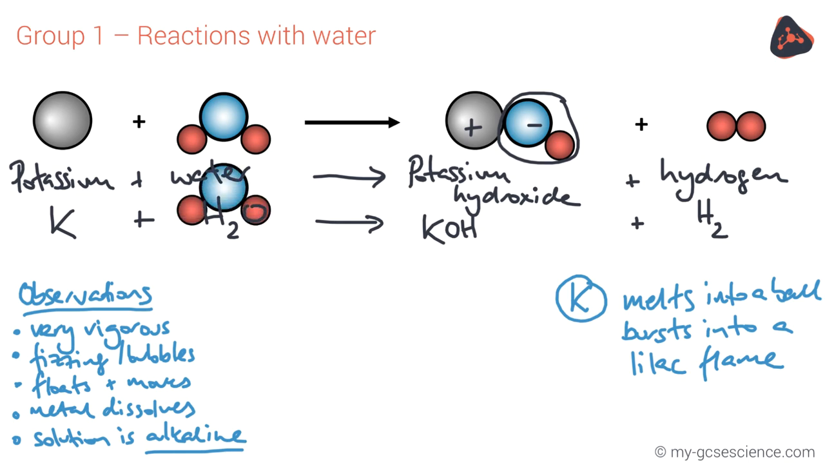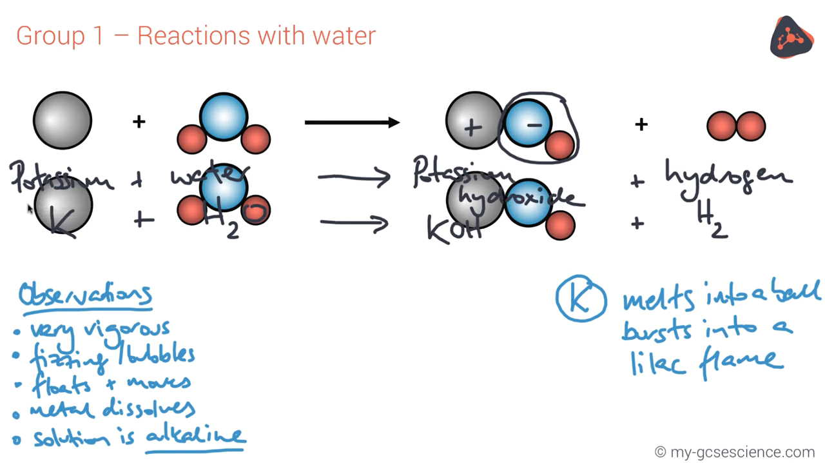To balance it, we need an extra water on the left-hand side, an extra potassium hydroxide, and an extra potassium. So this gives us 2K, 2H2O, 2KOH, and 1H2. If you look at each of the diagrams, you can see now that there are the same number of potassiums on the left and right, the same number of oxygens, the blue ones, and the same number of hydrogens, the red ones.